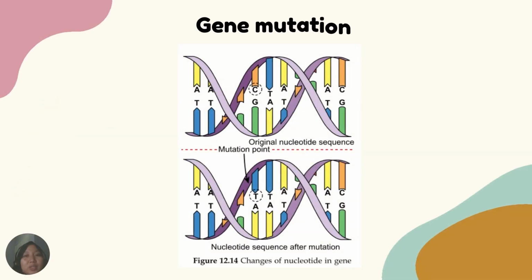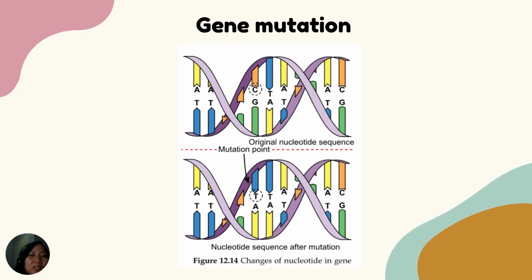All right, we go to the first type of mutation, which is gene mutation. Basically, a gene is our DNA, and our DNA is comprised of bases. Here you can see the bases A, T, T, T, C, G, T, A, T. These are nucleotides, so this is a nucleotide sequence.